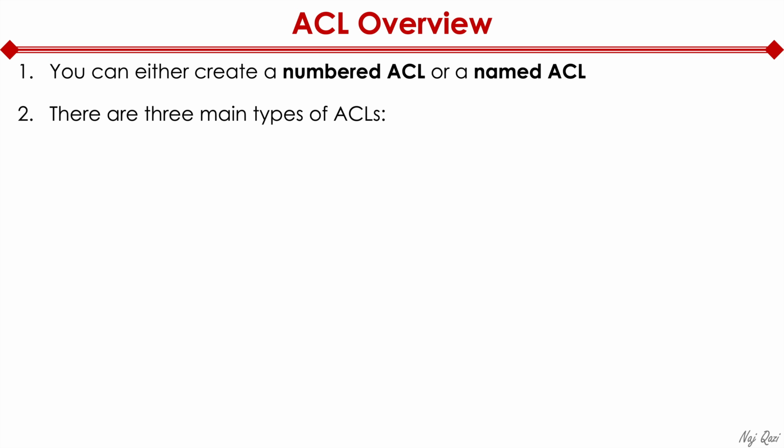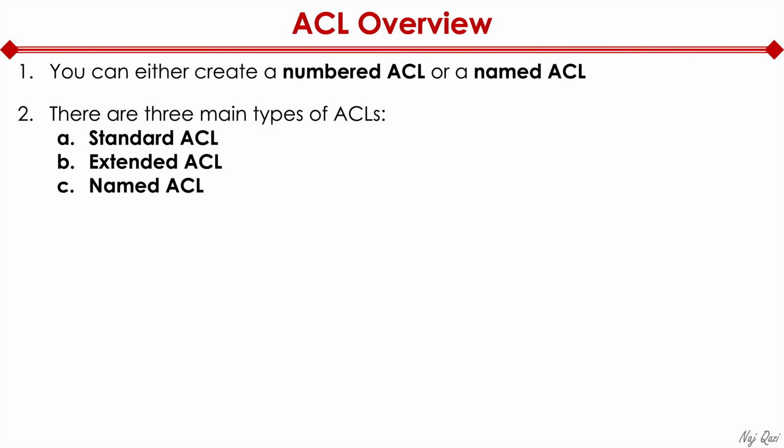There are three main types of ACL: standard ACL, extended ACL, and named ACL. Now, named ACL is not a new type of ACL. It's actually a spin on standard or extended ACL, and I'll get into those details momentarily, but just keep in mind that named ACL leverages either a standard or an extended ACL.